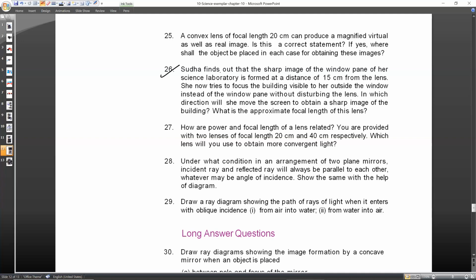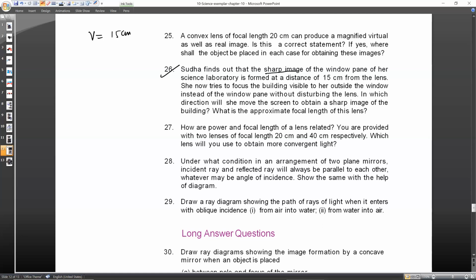Okay. Sudha finds out the sharp image of the window pane of her science laboratory is formed at a distance of 15 centimeter from the lens. Sharp image means where the image is formed, that is considered to be the image distance. So here the V is forming at a distance of 15 centimeter from the lens.